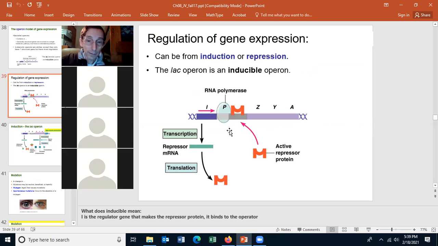And then let me ask another question here. What happens to this RNA polymerase that's stuck on the promoter operator region because the repressor protein is bound to the operator? Does it just stay there forever? That's a yes or no question, people. You have a 50% chance of getting it right.